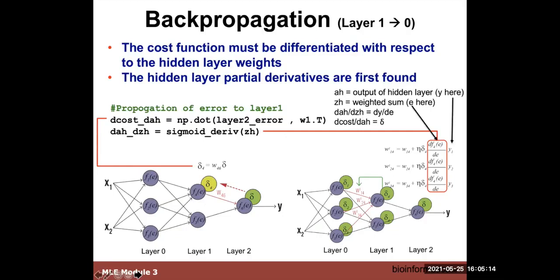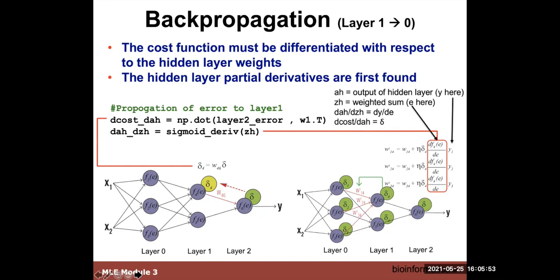And again, in terms of our annotation, d cost, dAH, that's the delta, so the cost function. dAH divided by dZH is equivalent to dY dE. That's the error function that's shown, so it's dF dE or dY dE. ZH is the weighted sum, which is equivalent to E. AH is equivalent to Y. So this is just mapping the different letters or symbols to the ones that we were using in the previous model.